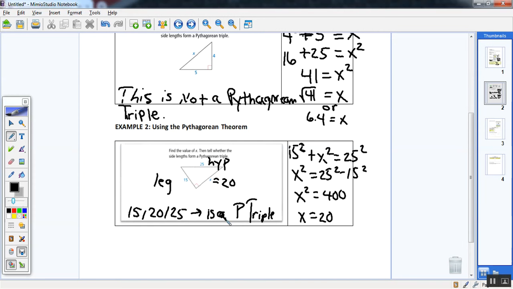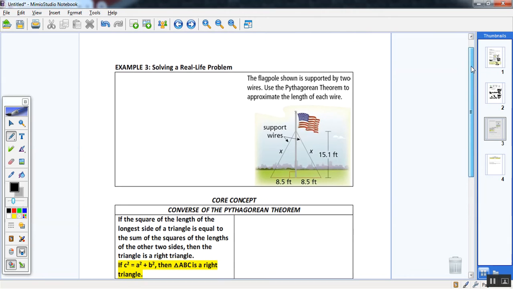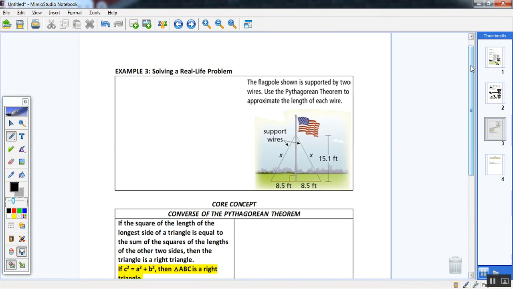All right. Help me out here, kids. Third page. The flagpole. This is hard. The flagpole shown is supported by what, kids? A pole and what else here? 2 wires. Yeah, 2 wires right here to support that. It says use the Pythagorean Theorem to approximate the length of each wire.